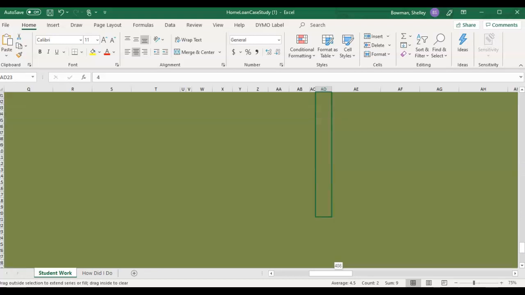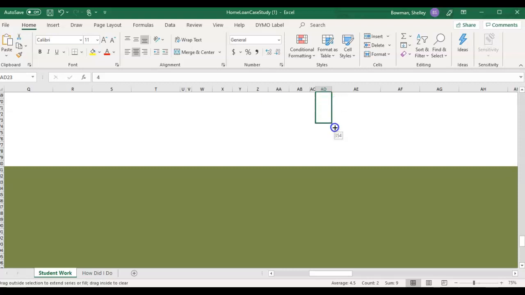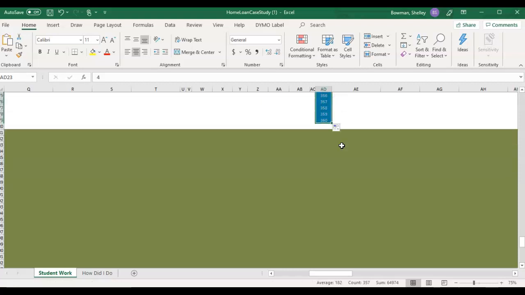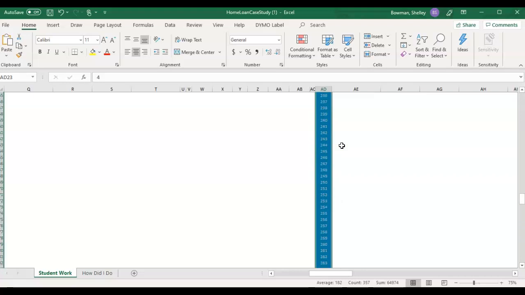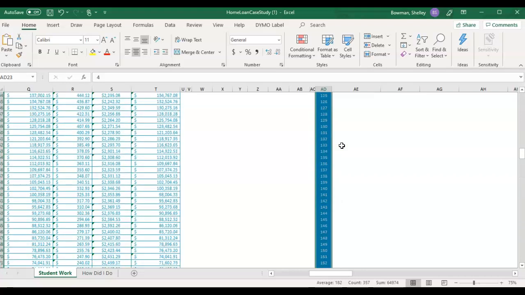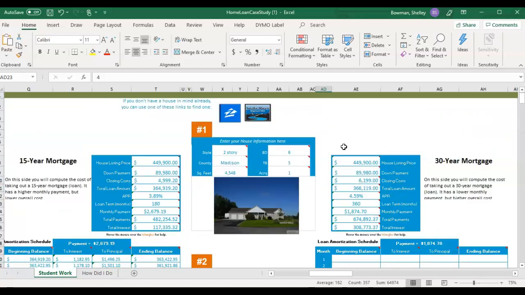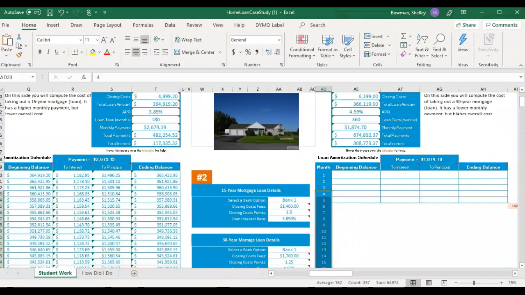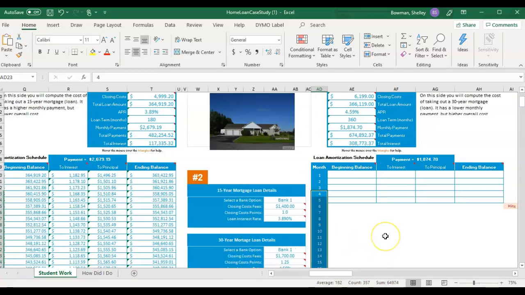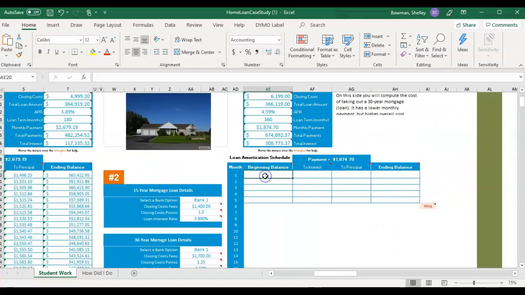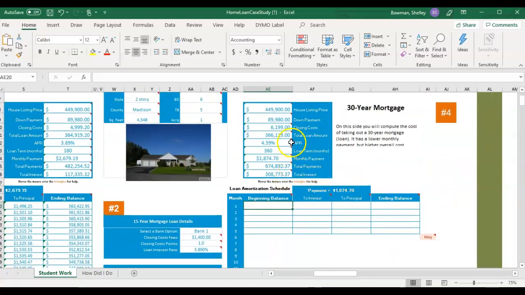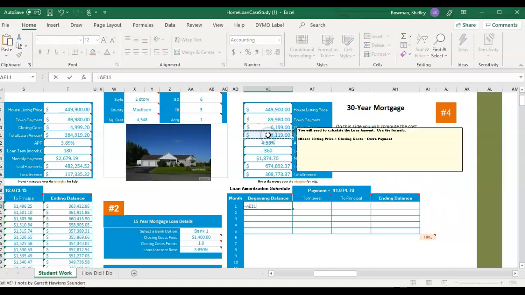So we're going to go for a while. Whoops, a little too far. Go back up to 360 here, and then when we double click in the crosshairs, it will go all the way down to the end of our 30 years. Let's get our first month worked out over here. Our beginning balance will be, again, as before, our total loan amount equals this.